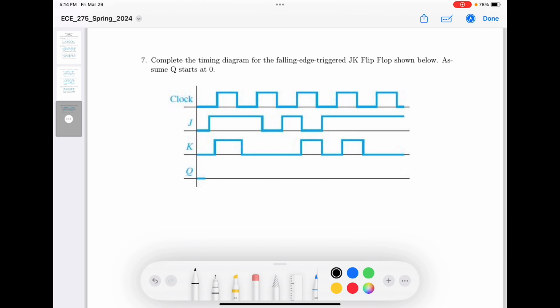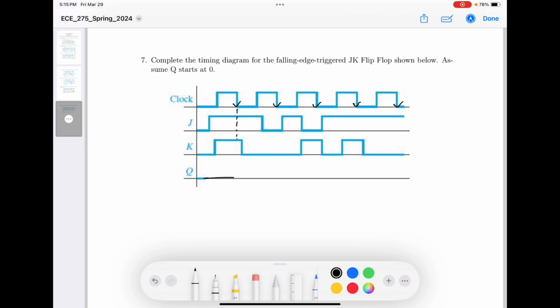Let's take one more example. So here, you're asked to complete the timing diagram for the falling edge triggered JK flip-flop. And we are going to assume Q is at 0 initially. So mark all the falling edges. So 5. Initially, the value of Q is 0. So it's going to remain 0 until the next clock cycle or the falling edge cycle.